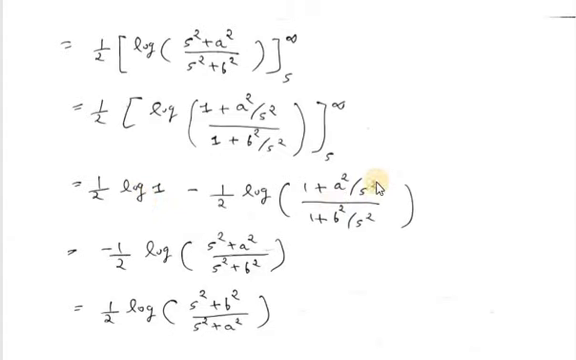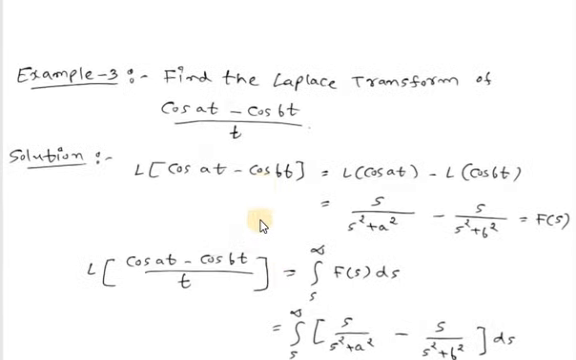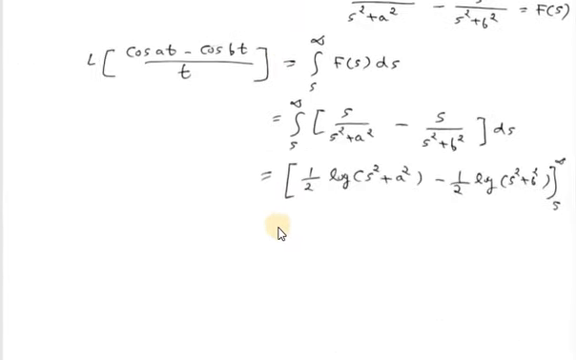Then you have to simplify this function by taking s square LCM in the numerator and denominator, and after simplification you will be getting minus half logarithm of s square plus a square divided by s square plus b square. Now this half is multiplied by minus 1. Then after applying the property of logarithm, it will become logarithm of s square plus a square over s square plus b square, the whole raised to minus 1, and it will become half logarithm of s square plus b square over s square plus a square. So this is the Laplace transform of cos at minus cos bt by t.